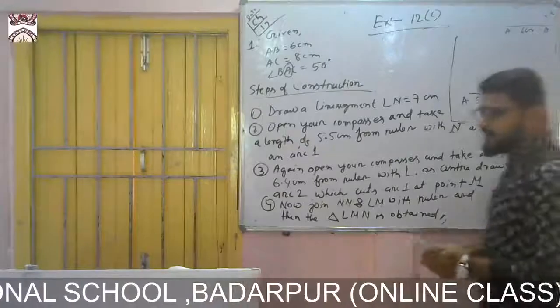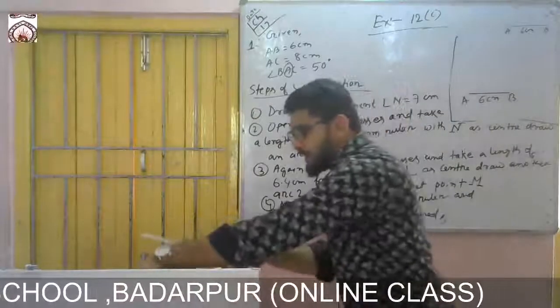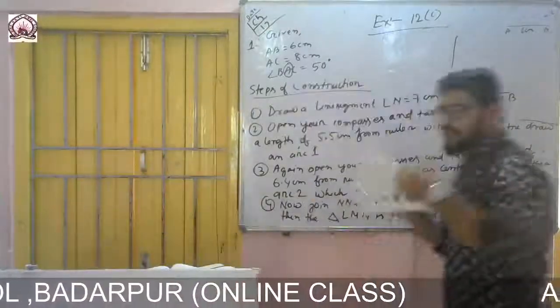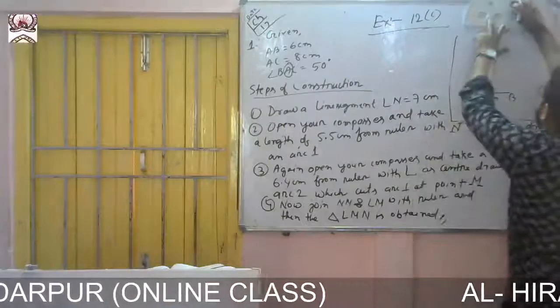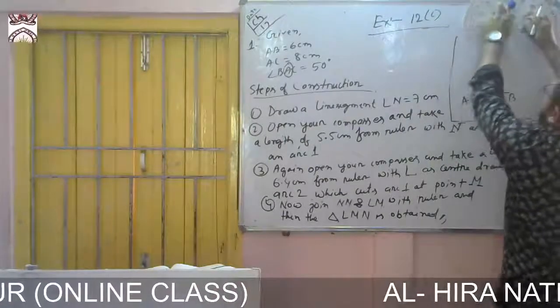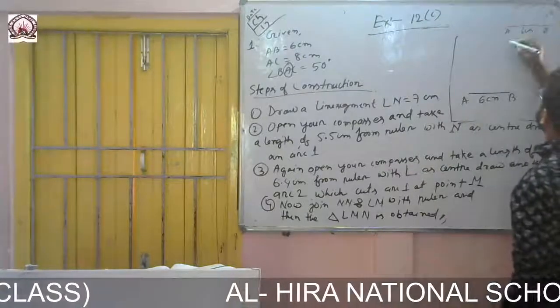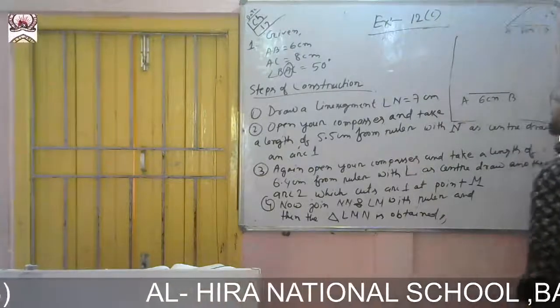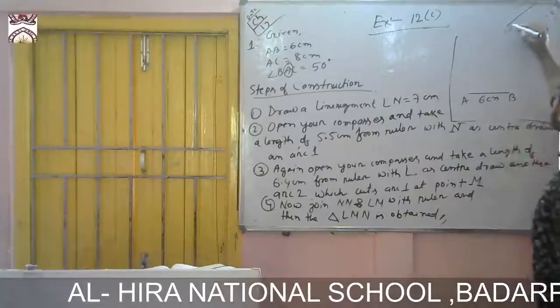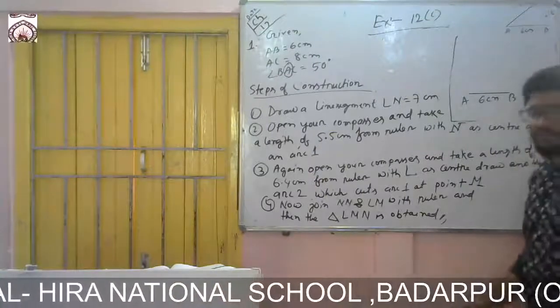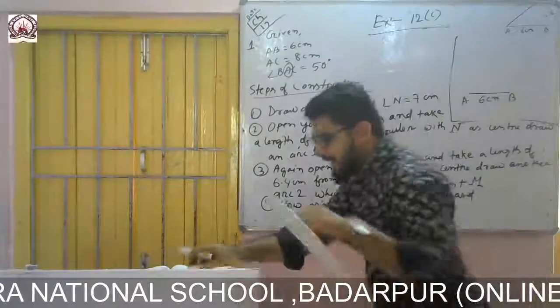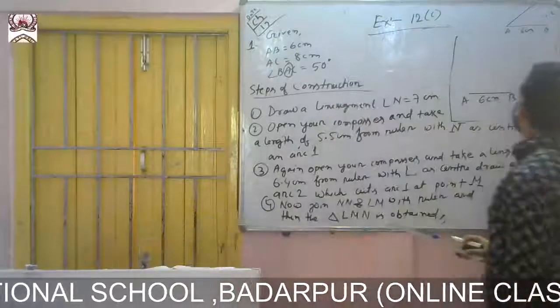Now take your compass, take your protractor and measure angle A equals 50 degree. You draw this 50 degree with your protractor. This one you know. Now, next step.